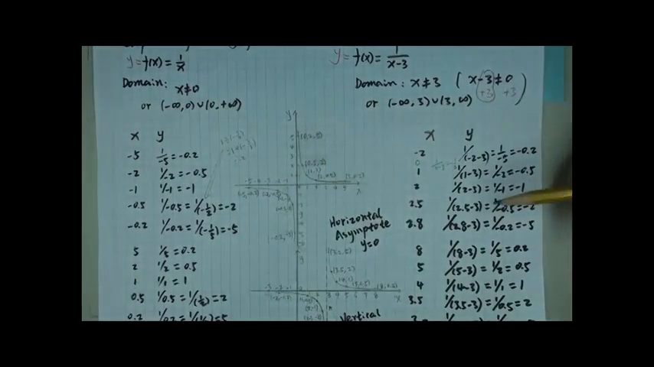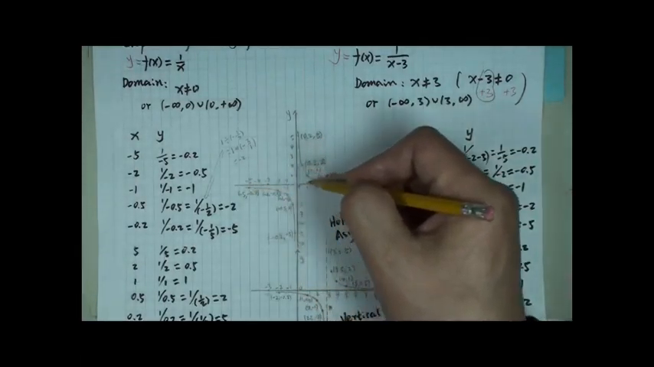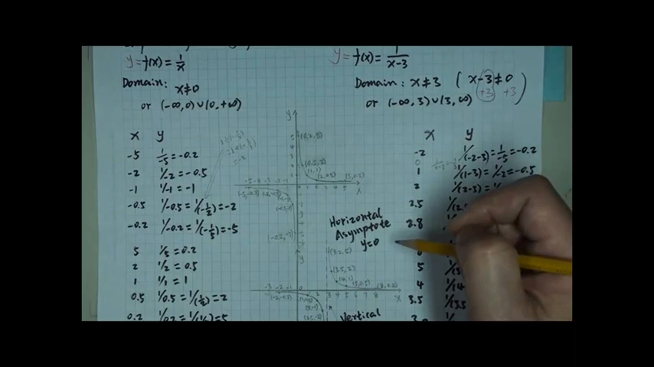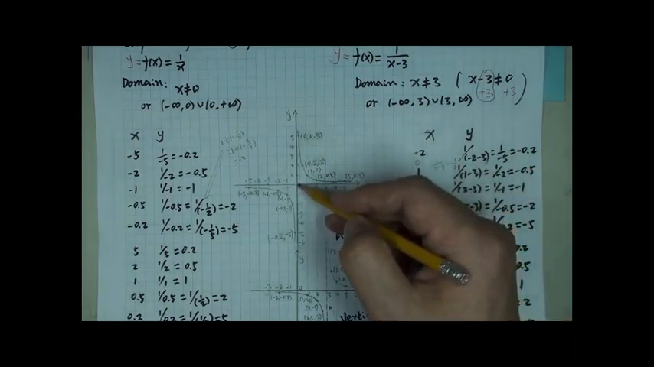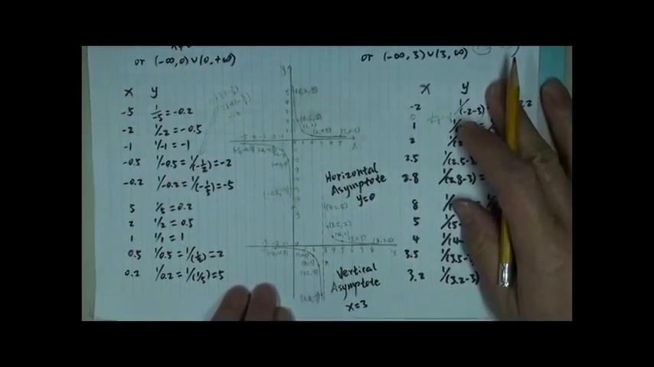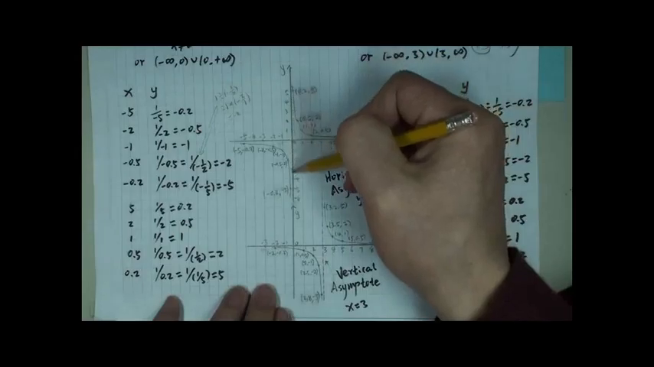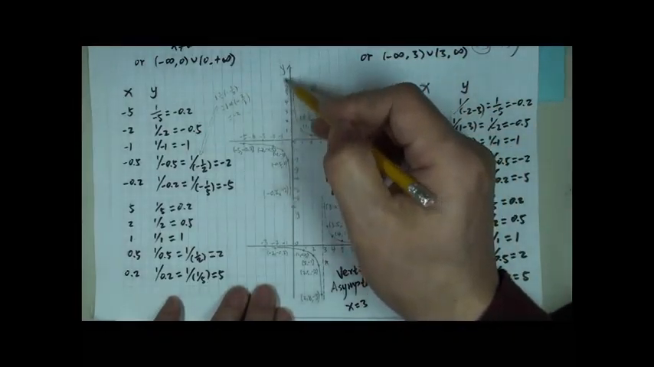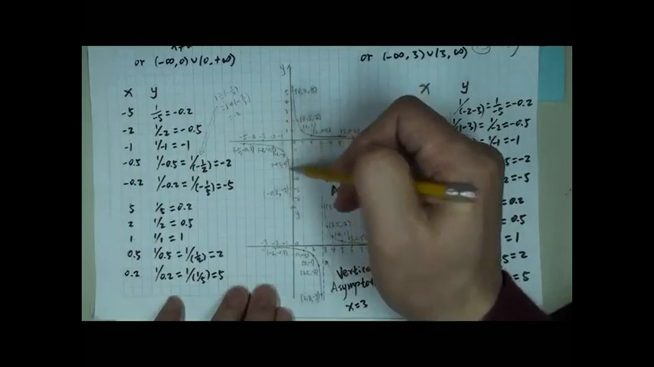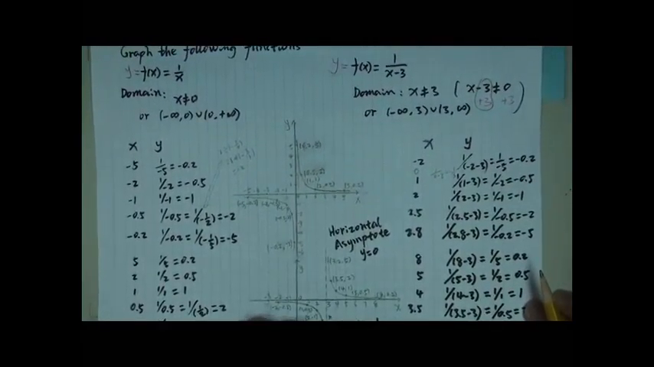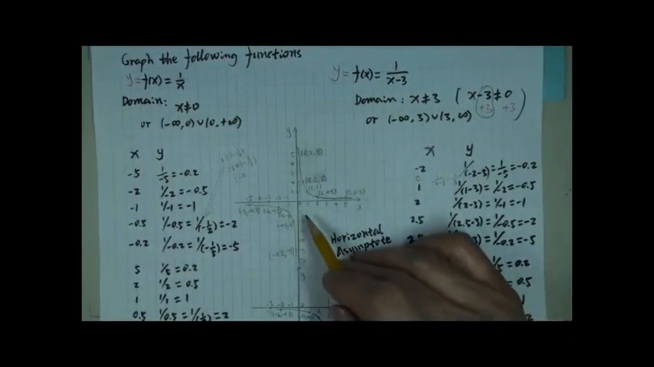Together, 10 points. Here we call the x-axis the horizontal asymptote. For a horizontal asymptote, y is 0. That's the equation. Similarly, the y-axis is called the vertical asymptote. In this case, x equals 0 is the equation. Now, that's the graph for this one.